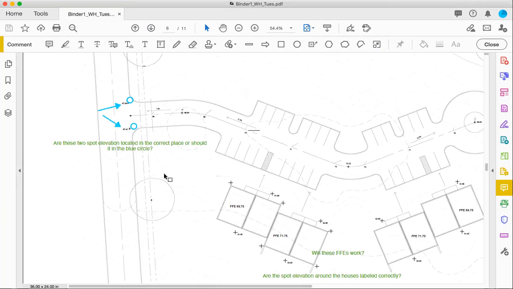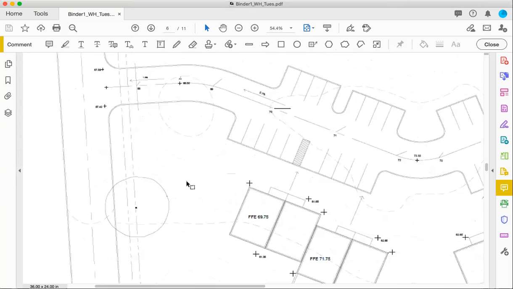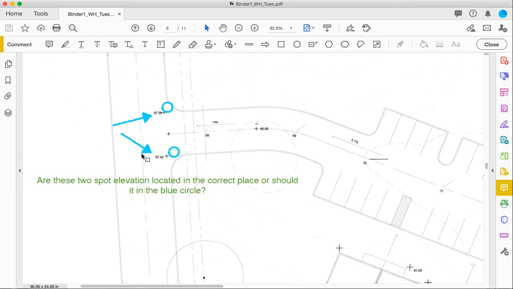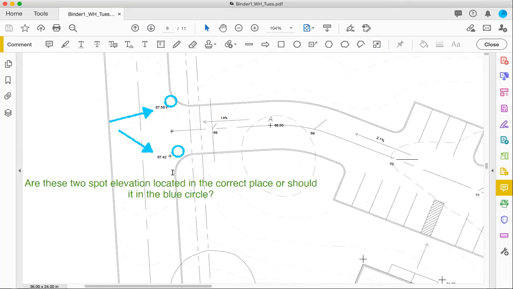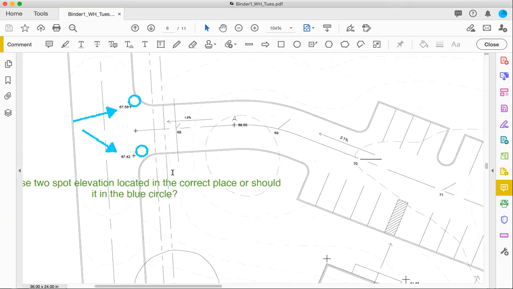Are these two spot elevations located in the correct place? Oh yeah, so the spots here, what you label should be at the tangent points. You can have those to help you calculate, but you don't need to label that in the end. All you need to label is the ones that I just pointed out in red. I see. Okay. Next one.